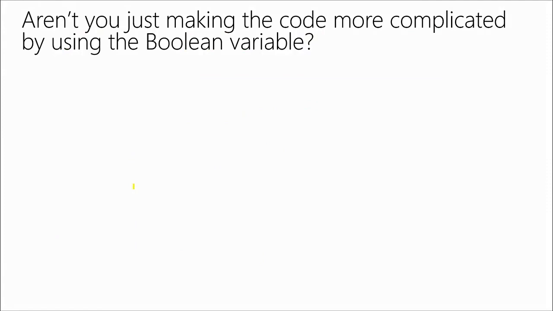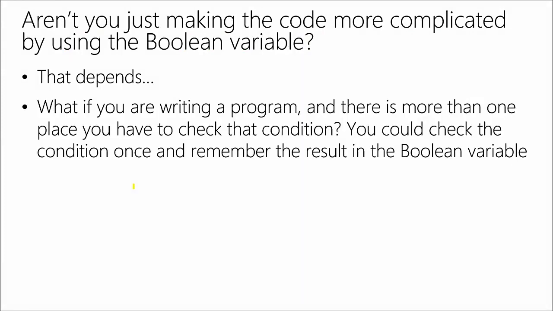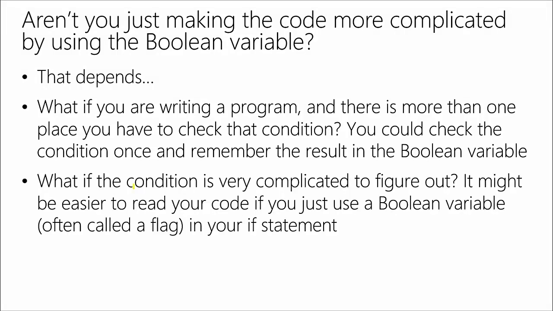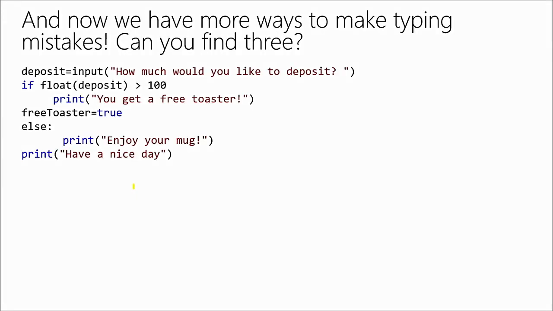Are we just making the code more complicated by using the Boolean? Again, we just had that whole discussion. There might be more than one place you have to check the conditions, so we're trying to be effective and efficient. If it's very complicated, it can make the code easier to follow if you just write the logic for checking it in one place, and then you just check the result later on when you need to. We often call that a flag. So we had that whole discussion just a couple of minutes ago. But now we have more ways to make some typing mistakes.